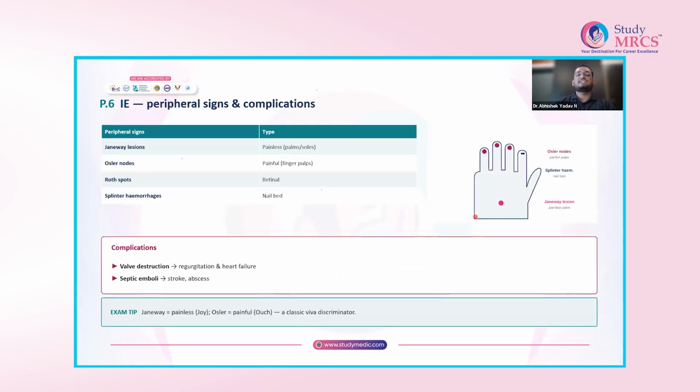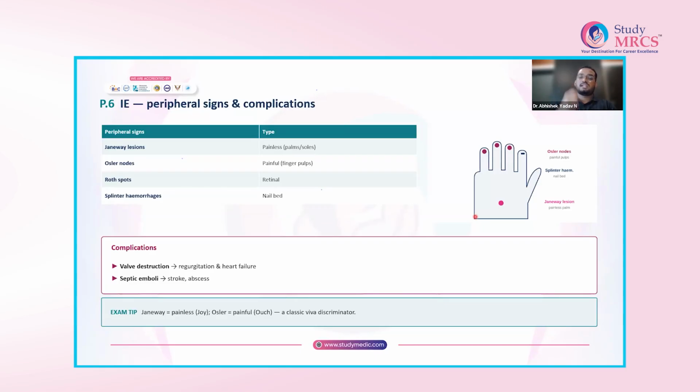What are the peripheral signs and complications of infective endocarditis? We have something called Janeway lesions. These are hand lesions: painless erythematous macules or raised lesions present on the palms and soles. That's because of the deposition of septic emboli. Osler nodes are the immunological ones. They are highly painful in nature and are tender spots at the pulp of the fingers. They are because of immunological deposition.